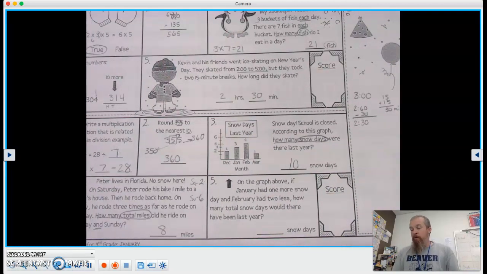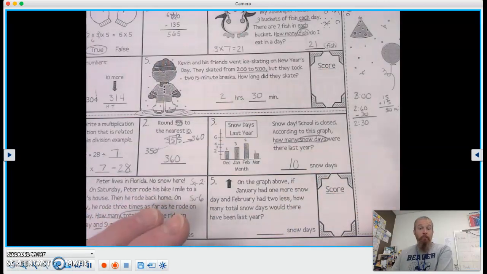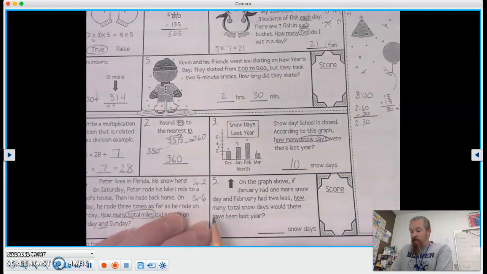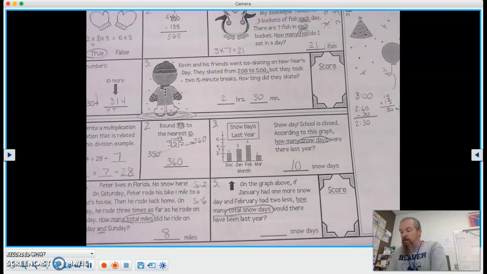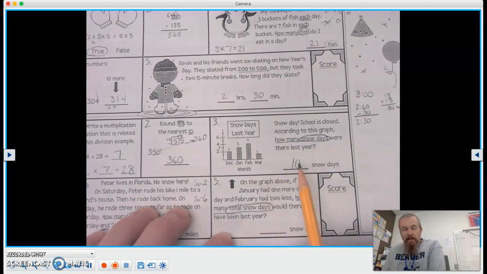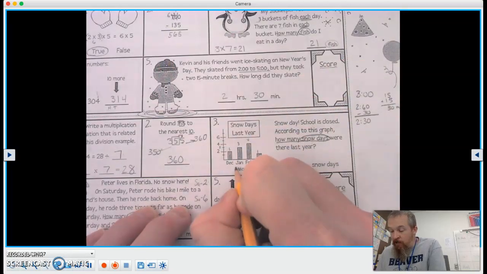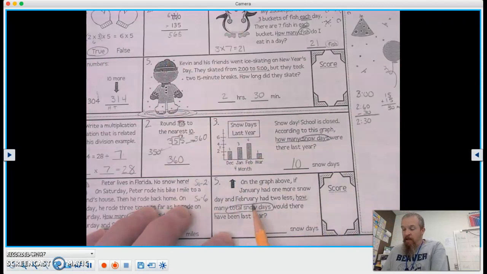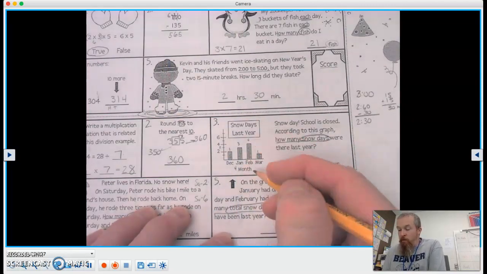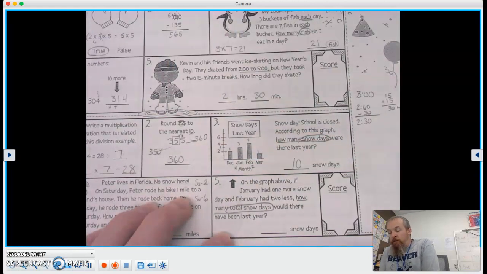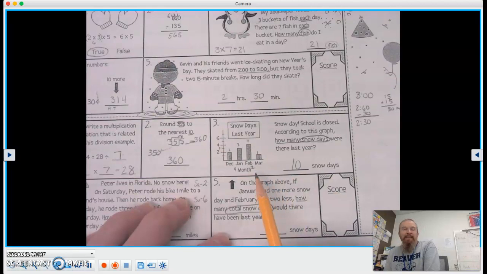Okay, on the graph above, if January had 1 more snow day and February had 2 less, how many total snow days would there have been last year? Okay, so we know there was 10 the way it is now, right? And there's how many total snow days? Okay, so we know there's 10 last year, but this is saying that January had 1 more snow day. So instead of 3, January would have 4. And February had 2 less. So February had 4. So now February only has 2. So there's only going to be 1 less snow day total.